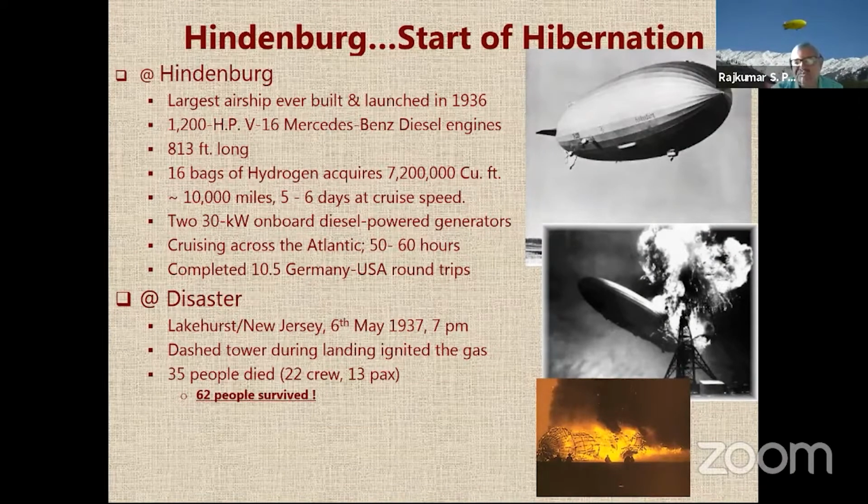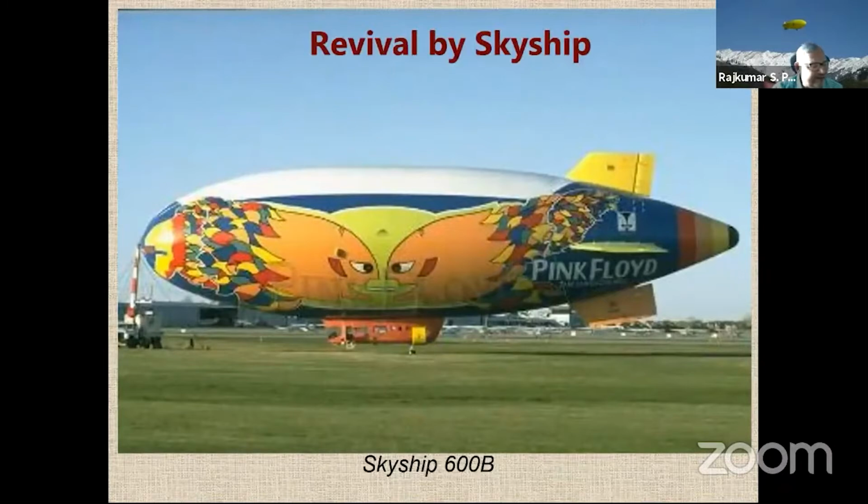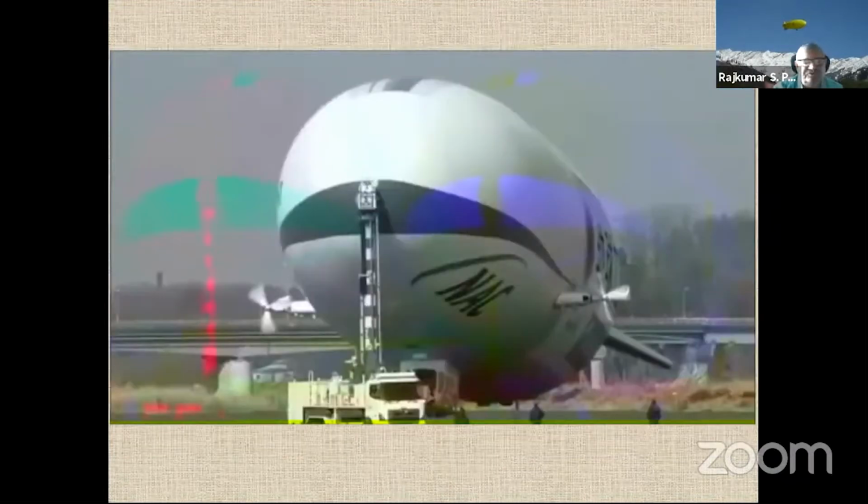After 37, there were 2 more accidents. One was in the UK with an airship called R101. Incidentally, it was coming to India from London and it caught fire somewhere near Paris. And then the next accident took place in USA. After that, everybody thought airships are dangerous, airships are unsafe. But they were revived in 1985 by this airship called Skyship 600B. Now I'll show you a short video of today, how the airships are.